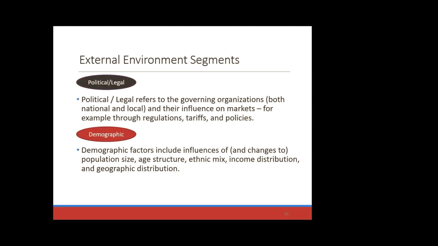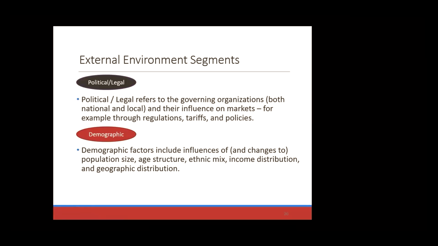Then political and legal. We know how tariffs and trade wars, regulations, and policies affect our business and industry. So it's pretty straightforward and easy to understand. Then demographic.